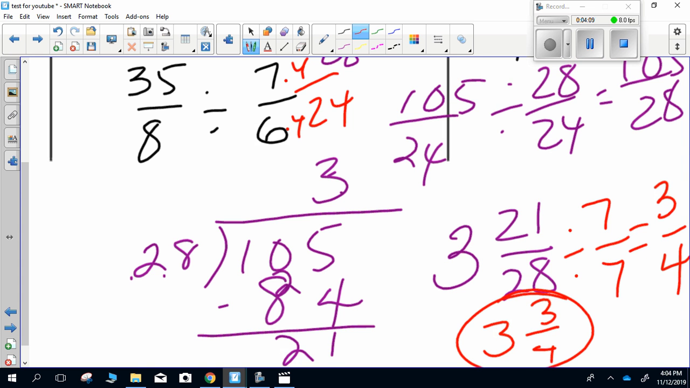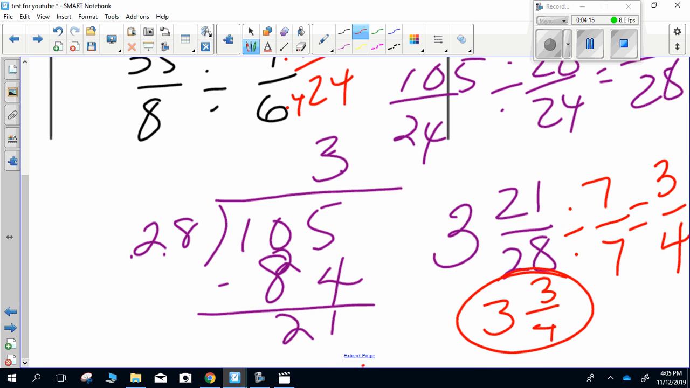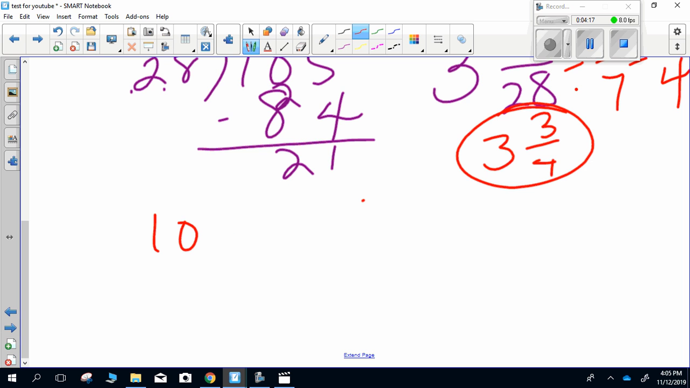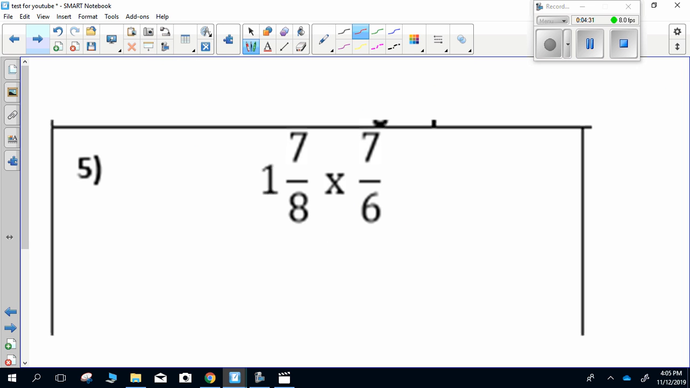If you had wanted to leave it as an improper fraction, you could have taken the 105 28ths and divided each of those by 7. So that would give me a 4, and 7 goes into that once. 15, so 15/4 would also have been correct.